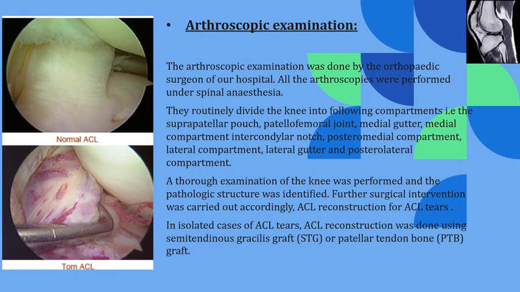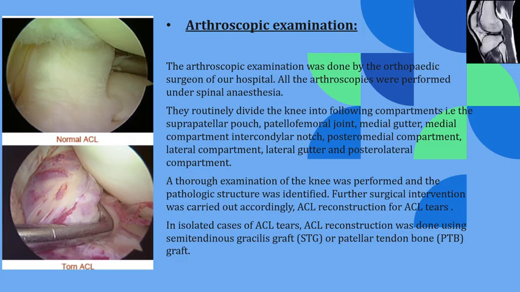So after this, the arthroscopic examination was done by the orthopedic surgeon of our hospital. All the arthroscopies were performed under spinal anesthesia. They routinely divide the knee into the following compartments, that is suprapatellar pouch, patellofemoral joint, medial gutter, medial compartment, intercondylar notch, posteromedial compartment, lateral compartment, lateral gutter, and posterolateral compartment.